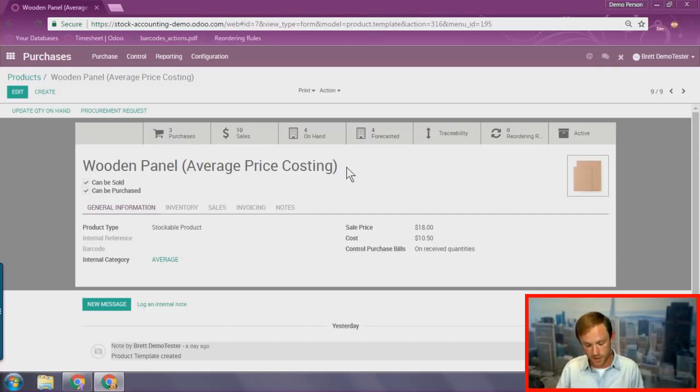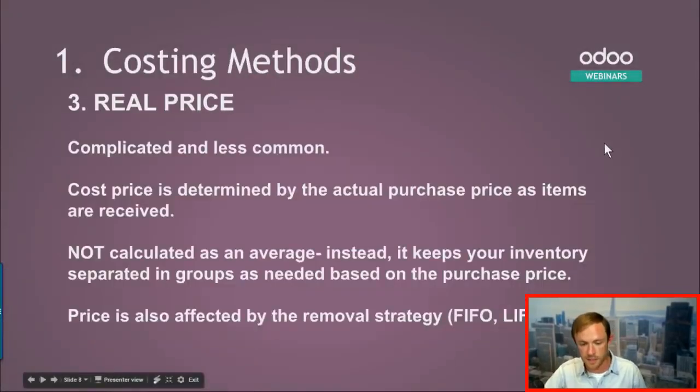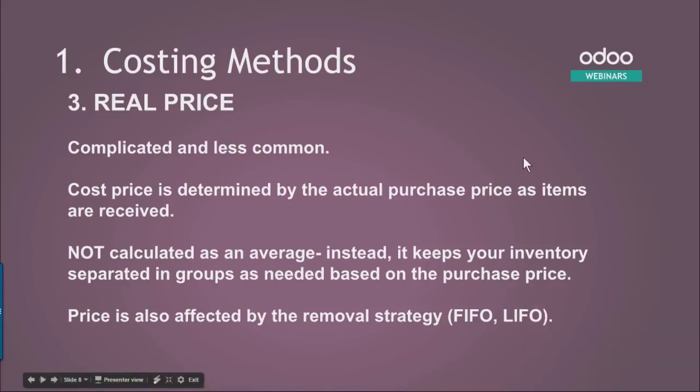Let's now move over to the third and final type of costing method, which is real price. I'm going to switch back over to my handy slideshow. Okay, so the real price method, it is the most complicated costing method, and it's also the least frequently used of the costing methods in Odoo. The cost price is determined by the actual purchase price as items are received, and unlike average costing, the cost is not actually calculated as an average.